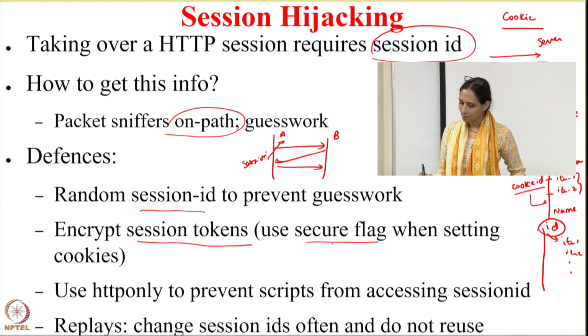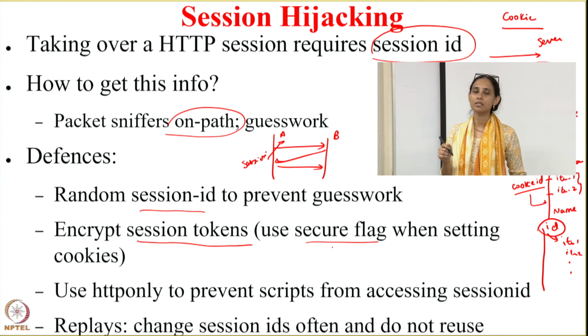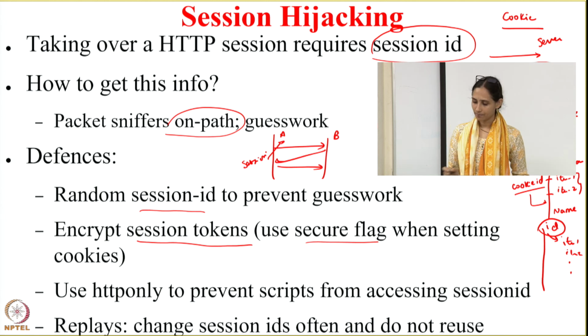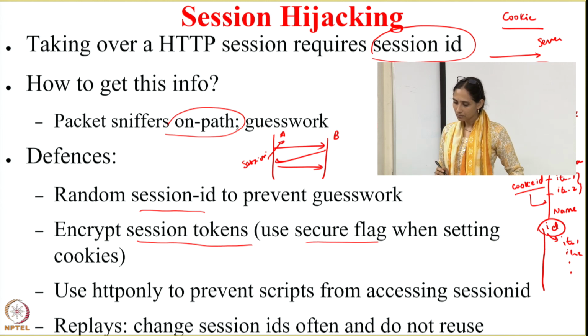So, there is for example, when you are setting cookies, the server can say all cookies need to have the secure flag enabled. What the server is telling the client is, whenever you send me cookie information, you cannot send over HTTP, you have to send over HTTPS. That is what the server is telling the client. So, that is the secure flag.